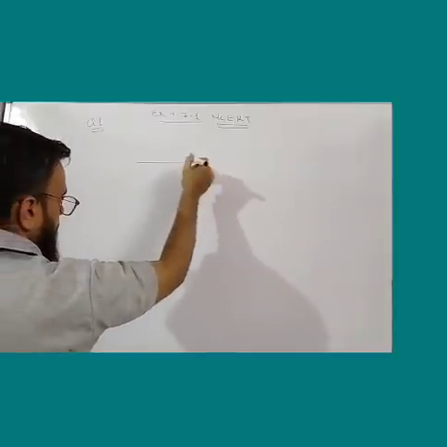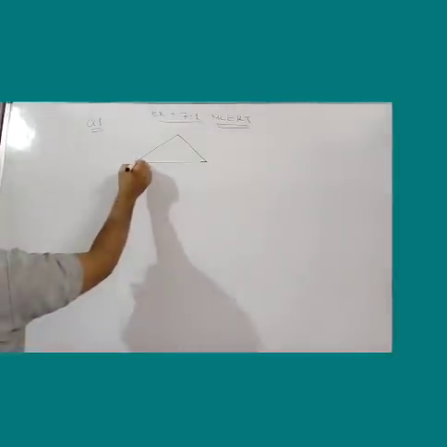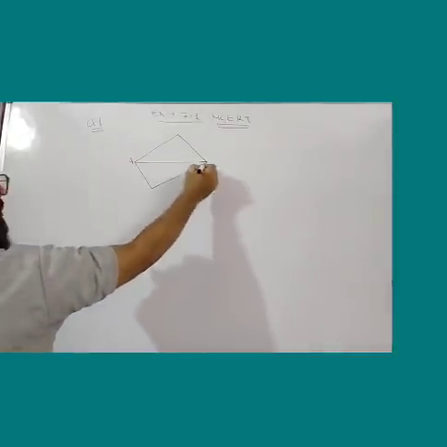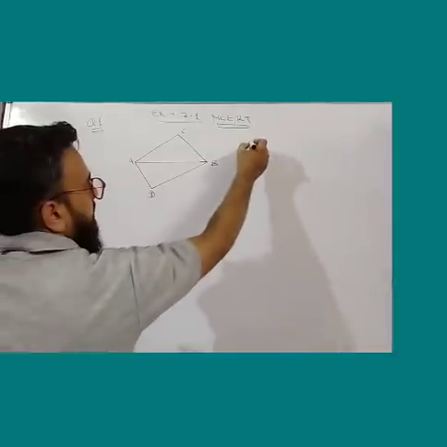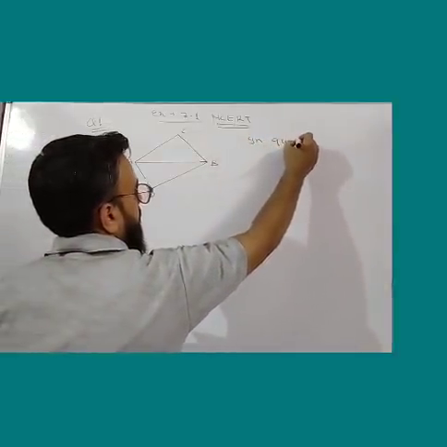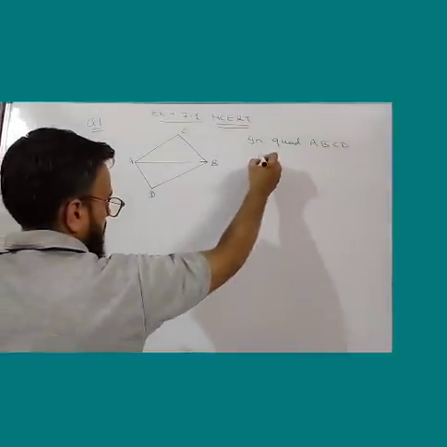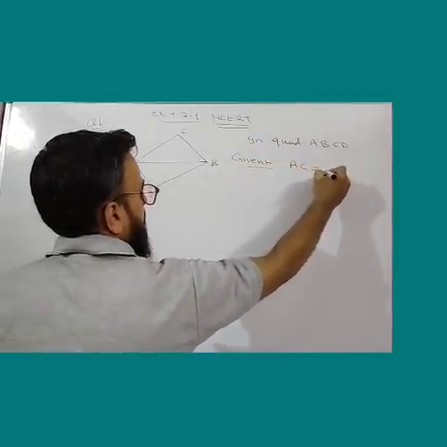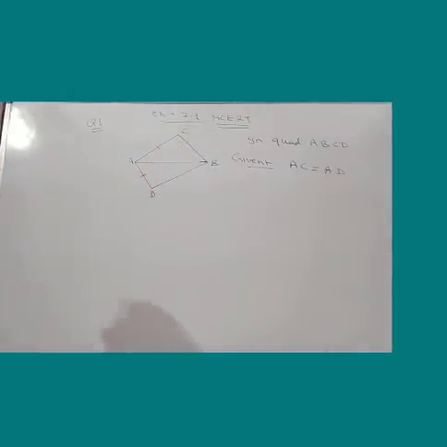So we are given a figure like this. This is A, B, C and D. This figure is given. What is given? In quadrilateral ABCD, AC is equal to AD. I am writing what is given. So given is AC is equal to AD. Means AC side is equal to AD.